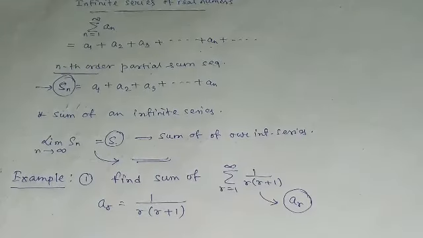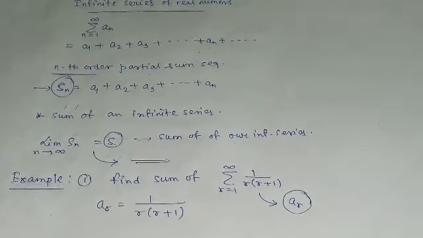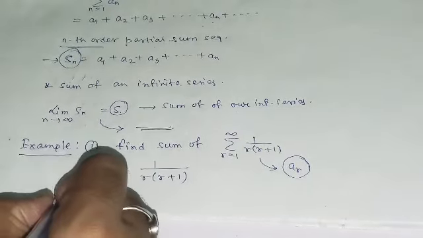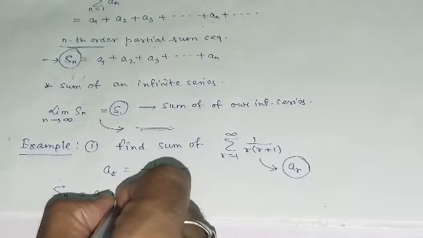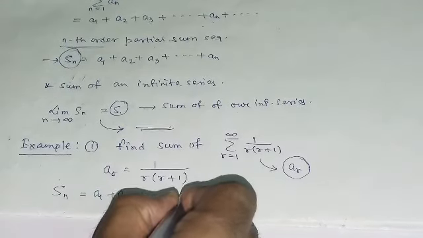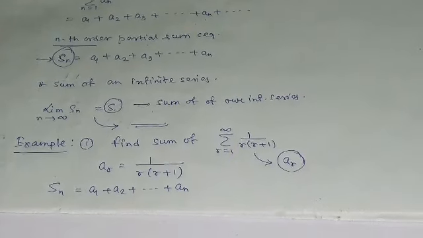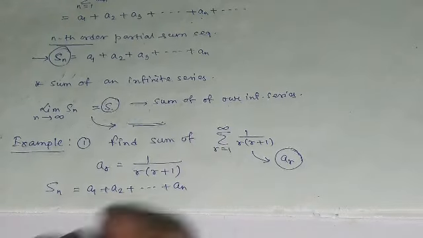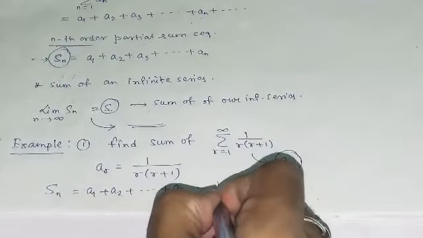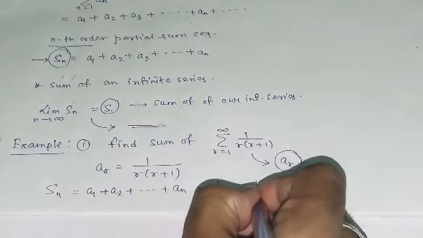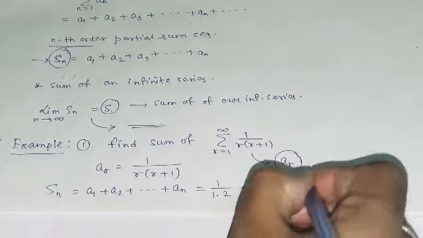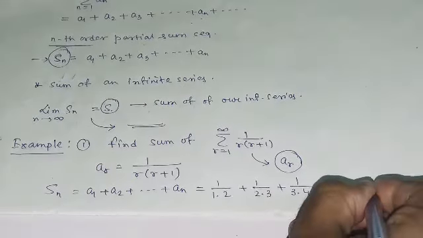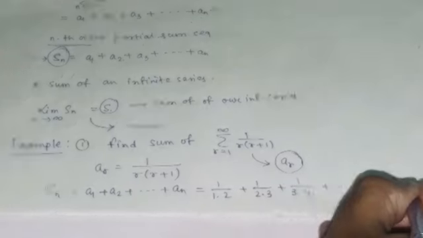This is our ar. So in this particular example, what will be Sn? Can you give me the answer? So Sn equals a1, a2 up to an. This will be an. So your duty is to calculate this expression. So let's calculate it. It will be 1 by 1 into 2, plus 1 by 2 into 3, plus, do it yourself and check whether you are getting the same thing or not, up to 1 by n into n plus 1.